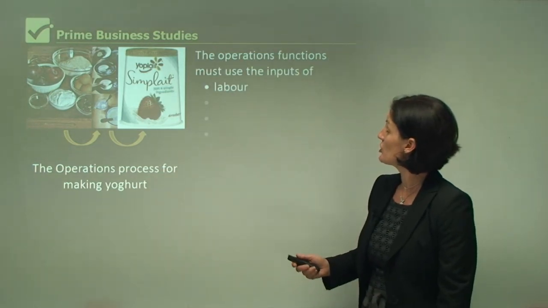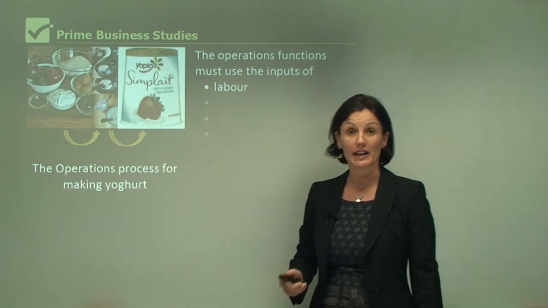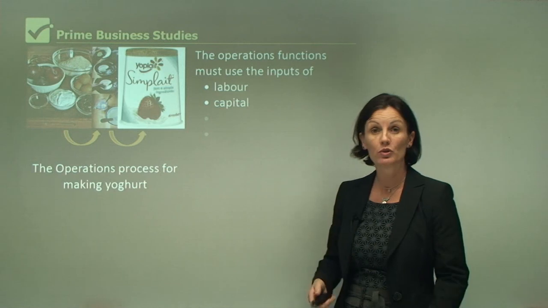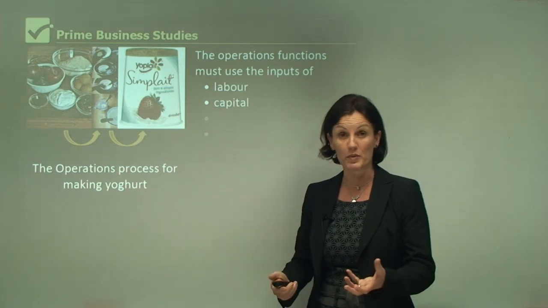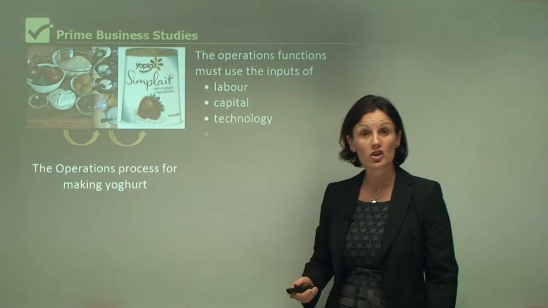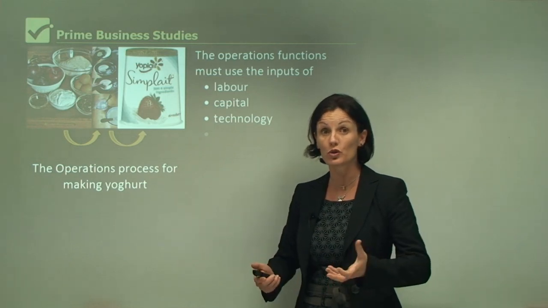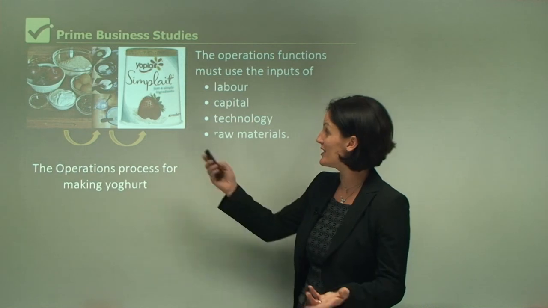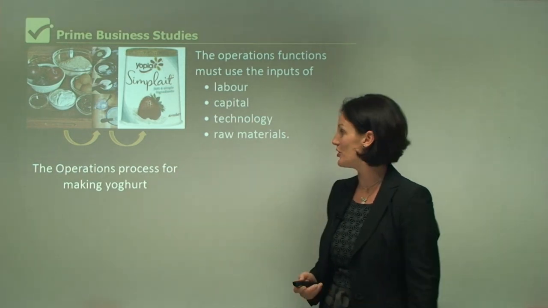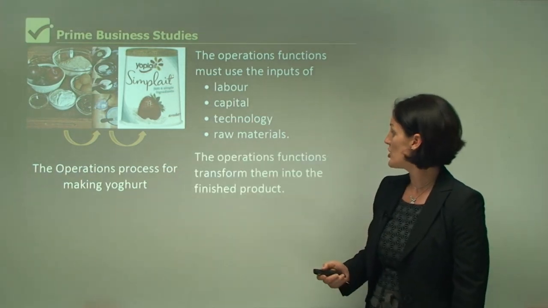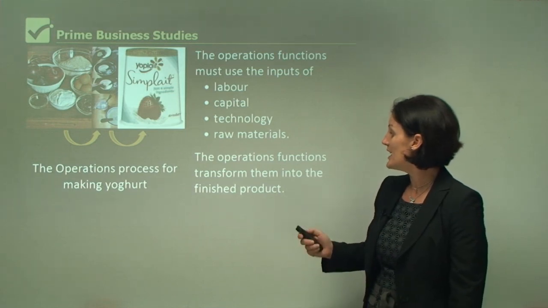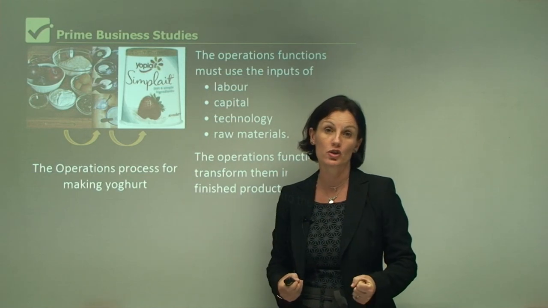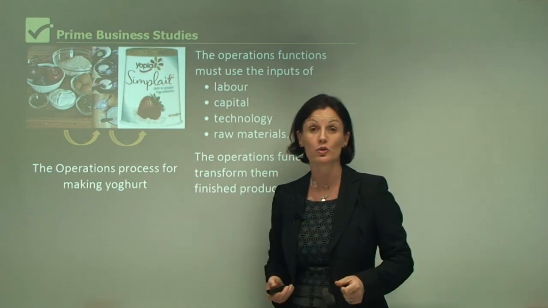The operations function must use the inputs of labour, which is humans, to complete this process. Capital, we need money to buy our raw materials. Technology, which is becoming more and more crucial to improve our productivity. And we need our raw materials, which in this example is our fruit and our eggs and our yogurt. The operations function transforms them into our finished product, which we can then sell on to another business or onto our customer.